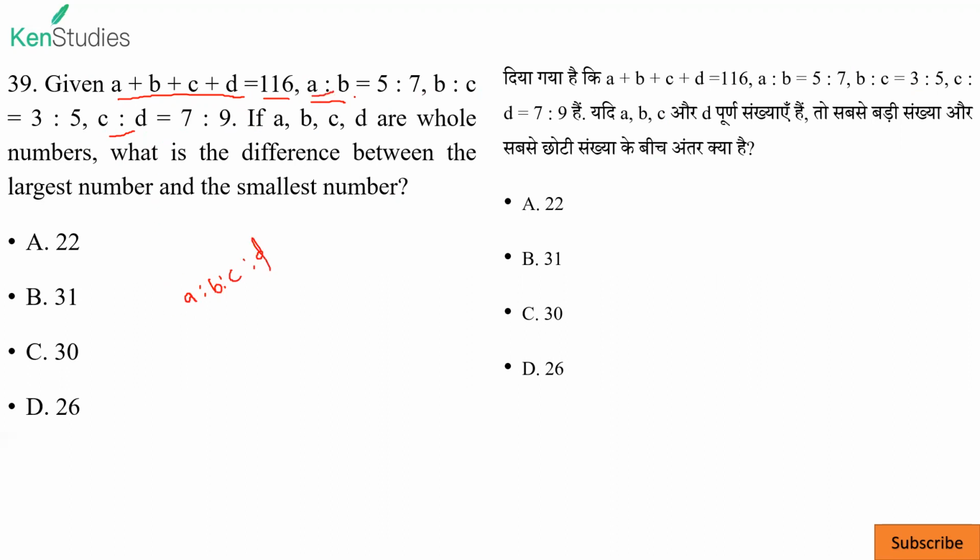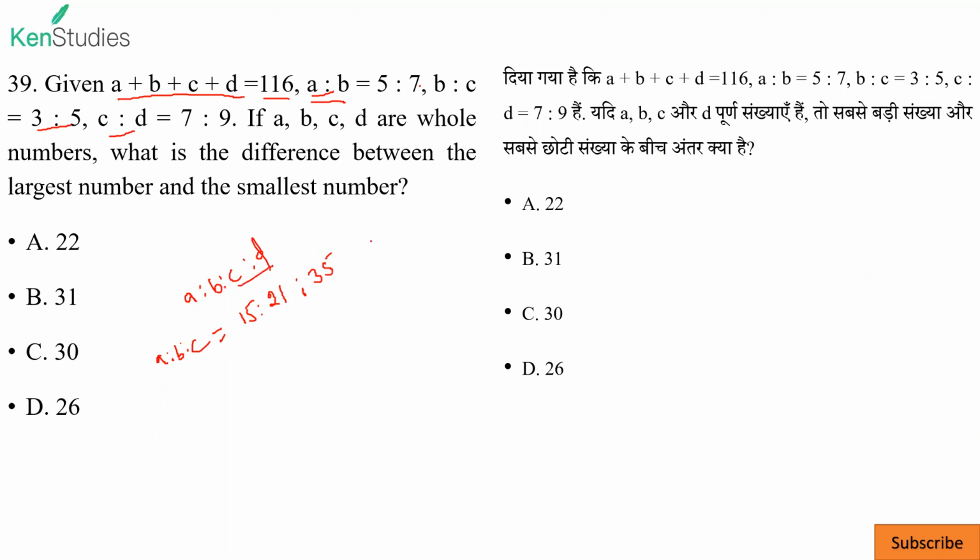Okay, a by b equal to 5 by 7 and b by c equal to 3 by 5. So here b is the common. So multiply here by 3 and here by 7. So a is to b is to c equal to, okay, so multiply by first 3, so 15, then 21, and then it is 35.